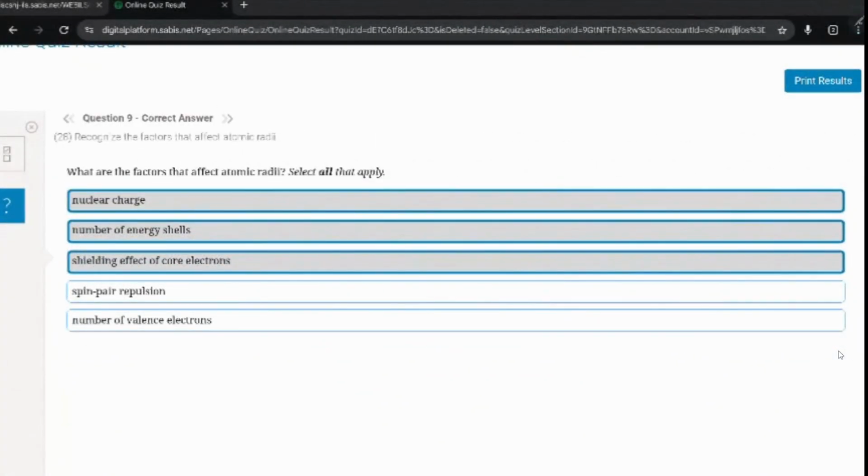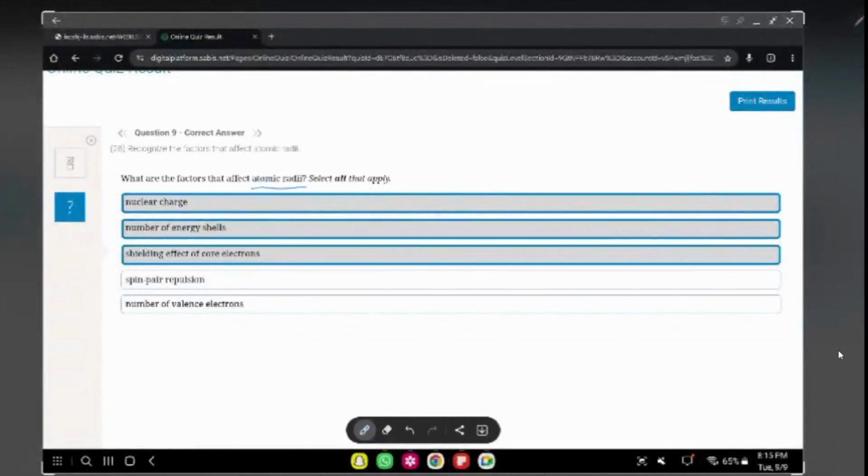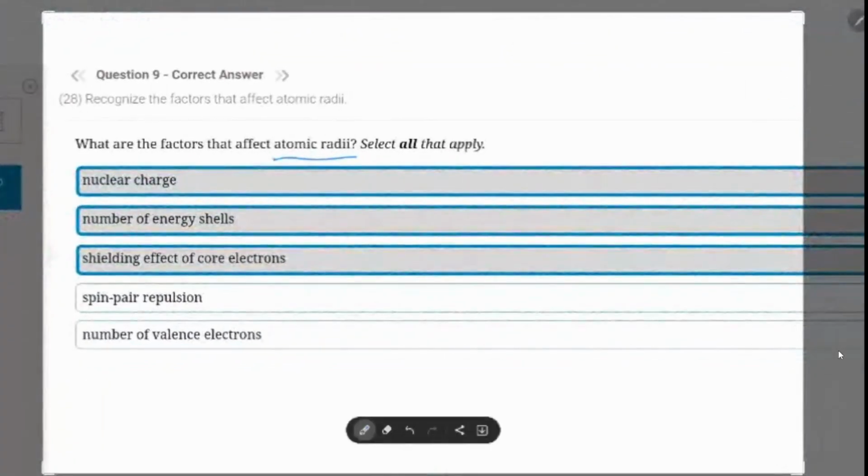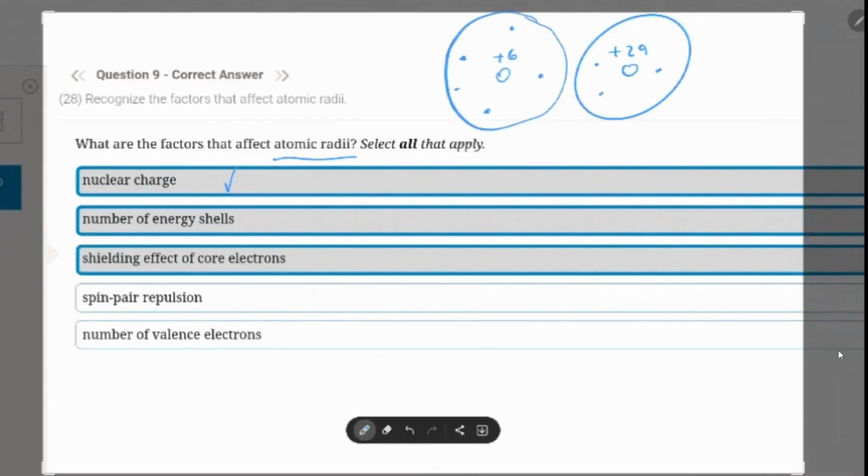Q9. Okay. What are the factors that affect the atomic radius? Now, these things I'm going to need you to memorize. First thing is nuclear charge. If you have an atom with a +6 nucleus and an atom with, I don't know, a +29 nucleus, which one is going to attract the electrons more? The +6 or the +29 is going to attract the electrons better? The +29, right?